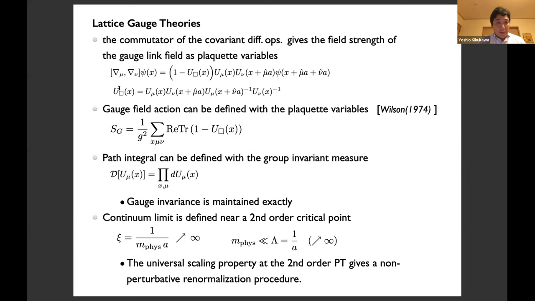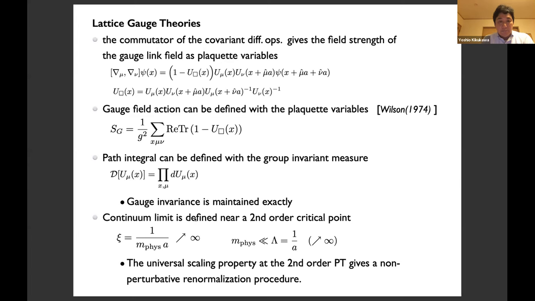We refer to this as the plaquette variable, and we can regard it as a field strength: the difference of this quantity from unity can be regarded as a measure of the curvature. Then we can define the gauge field action in a gauge invariant manner using this plaquette variable. The path integral can be defined with the group invariant measure. Then the action and the measure preserve gauge invariance exactly.